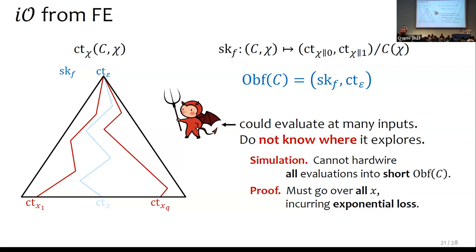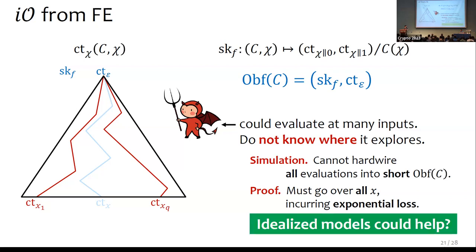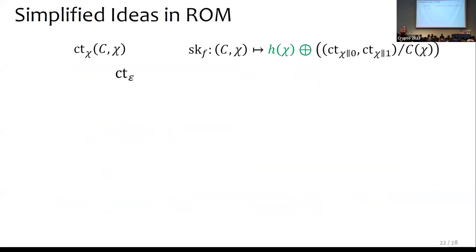And also I want to mention that the idea that this adversary is exploring somewhere is just our imagination, because it can do some crazy things to the obfuscated circuit that don't correspond to any well-defined path. But well, this is where the idealized models can help. And let me explain this in the ROM first.